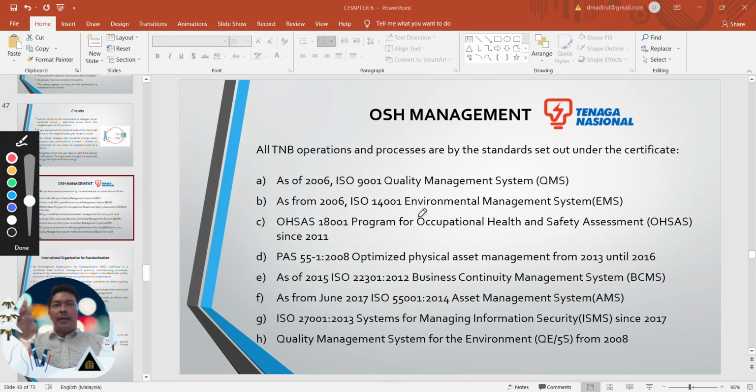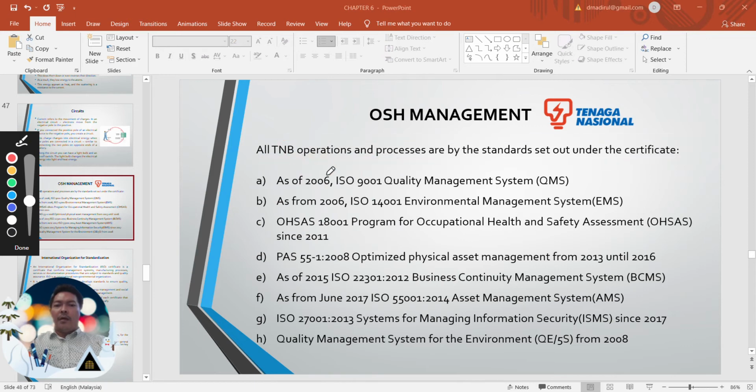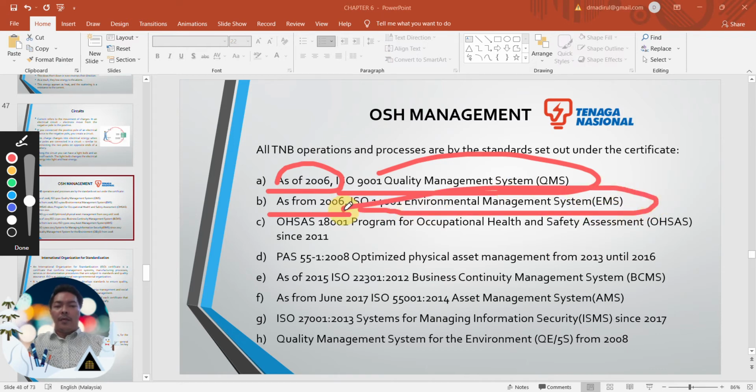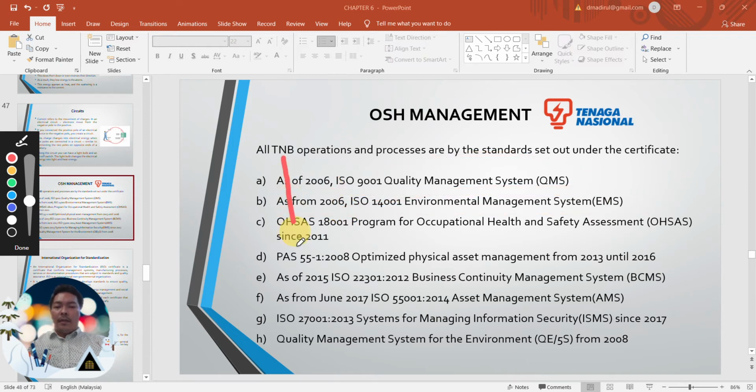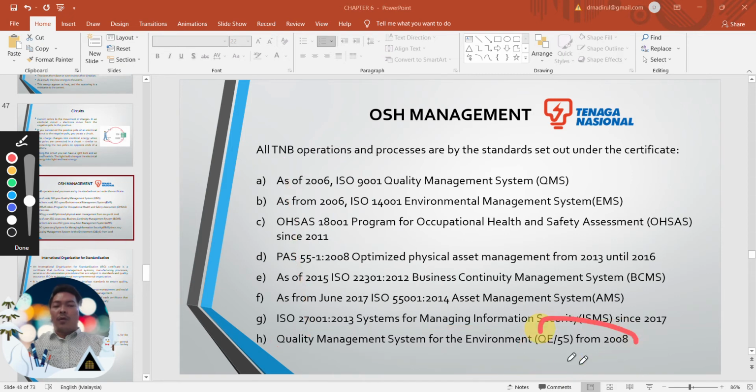So when you're talking about electricity operation in Malaysia, you usually associate it with TNB, or Tenaga Nasional Berhad. As you know, all TNB operations and processes follow the standards set out under certificates. The certificates are as follows. As of 2006, ISO 9000 quality management system, and from 2006, ISO 14001 environmental management system is being applied. The list goes on, and the last one is the quality management system for the environment, or the acronym QE/5S, from 2008.